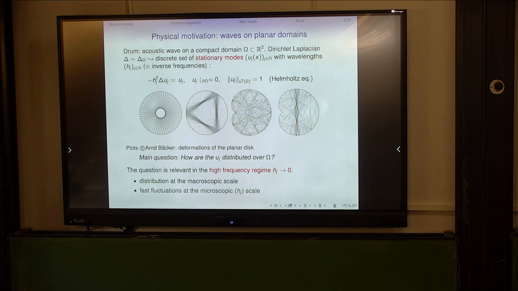Okay, so what is the difference between what we see here, this mode here, and this mode here, which seems to have a concentration around this line here. So that's the question about Euclidean domains.